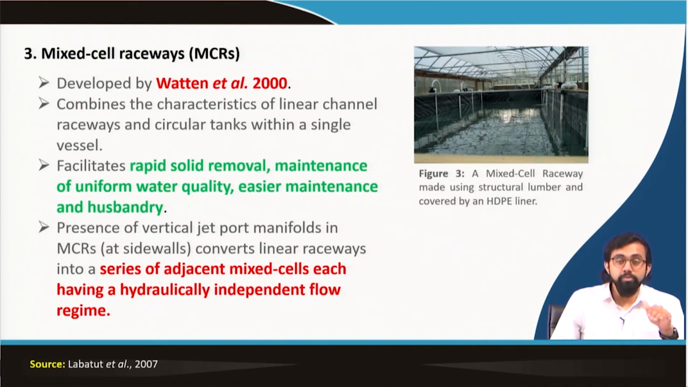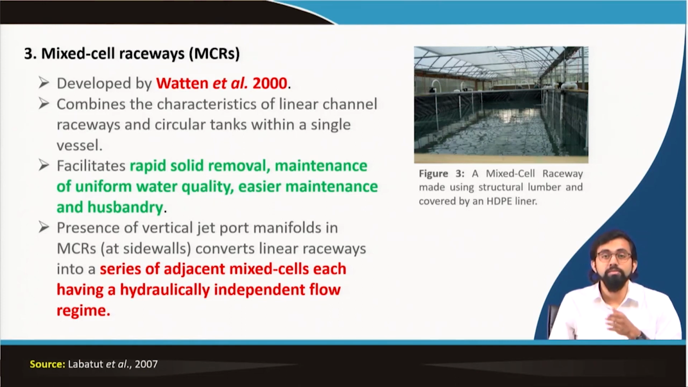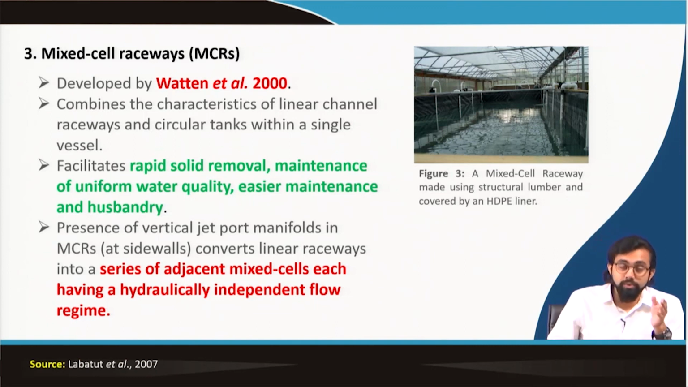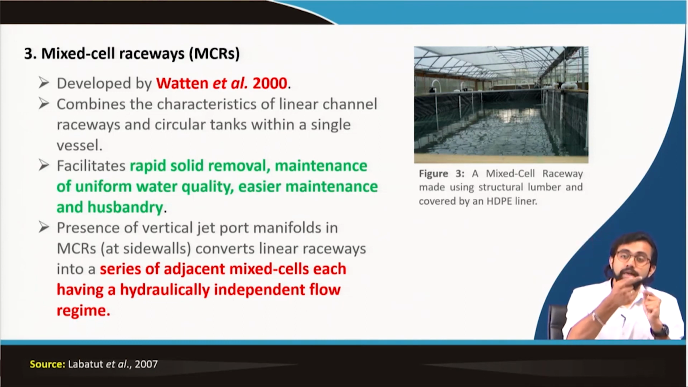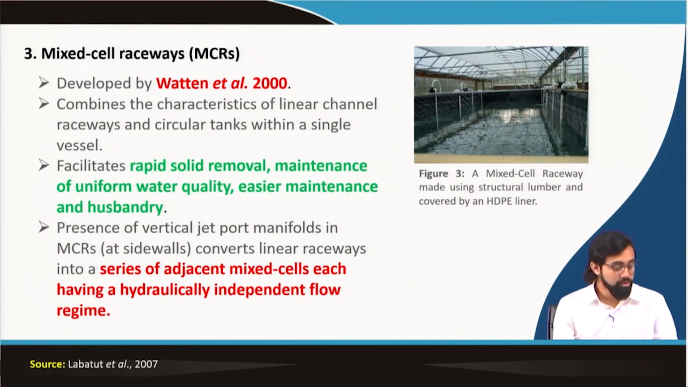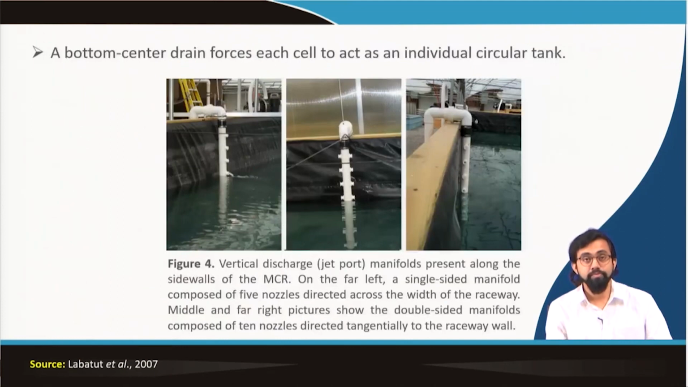With vertical jet port manifolds, the MCR converts the linear raceway into a series of adjacent mixed cells, each having a hydraulically independent flow regime. I discussed this in earlier slides also. These MCRs have a hydraulically independent flow regime, so they are not related to the other raceways in their vicinity or adjacent to them, and because of that they can attain the self-cleaning velocity, depending upon our design.